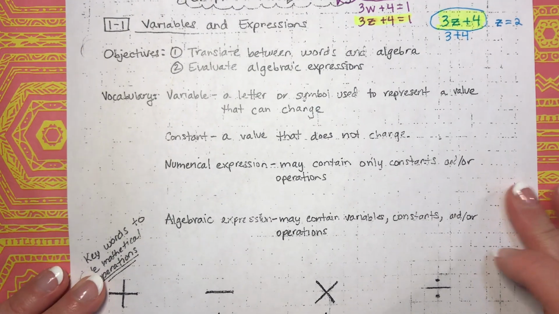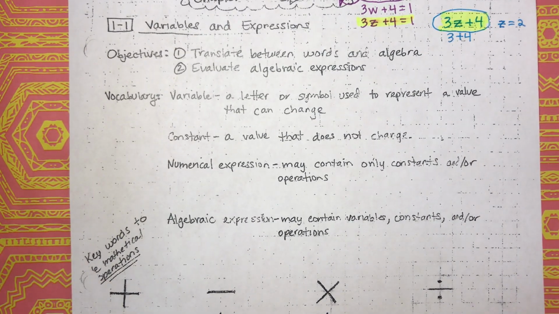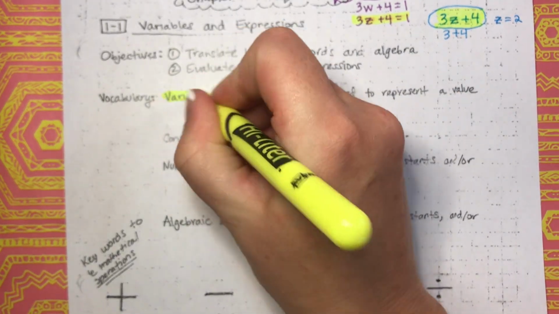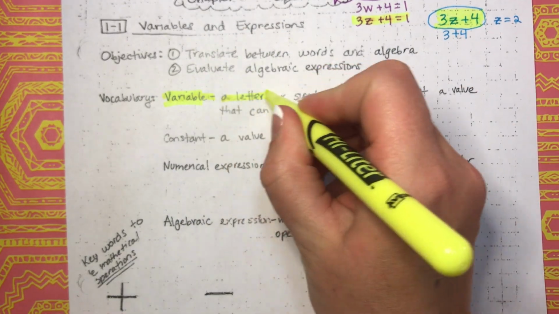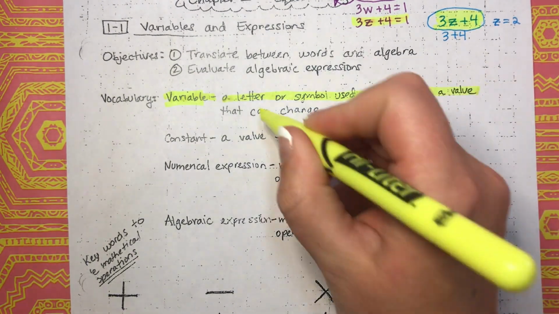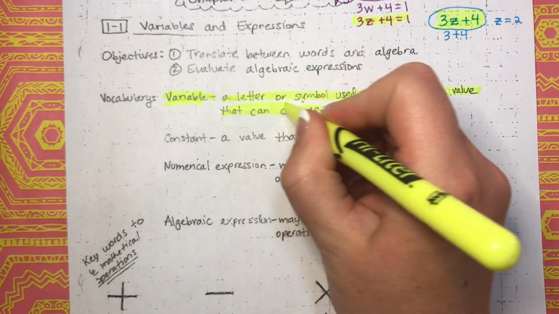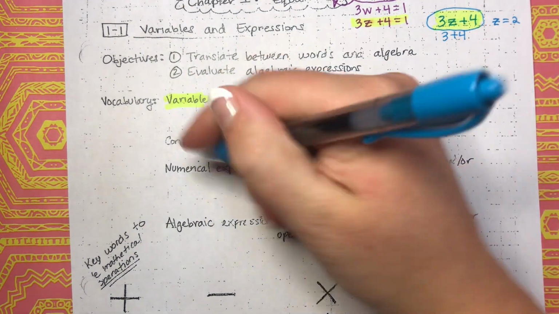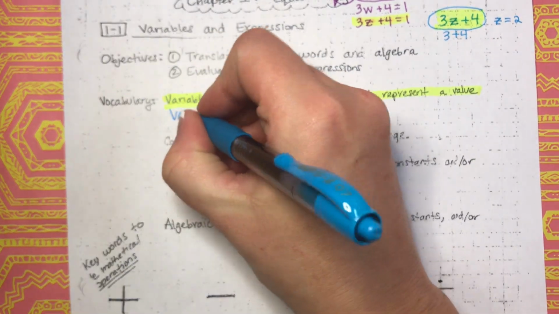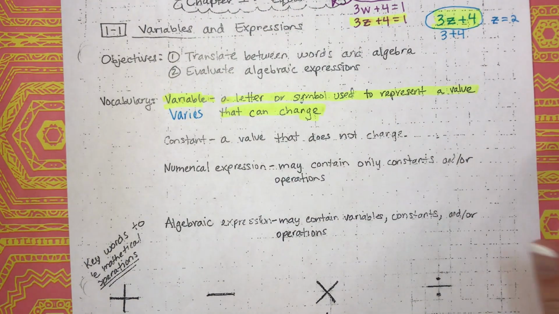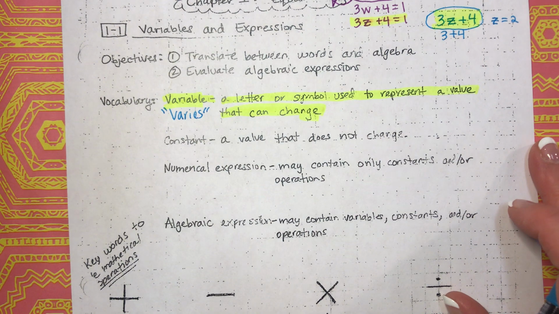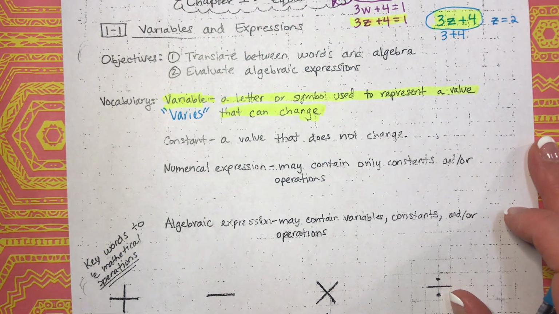So let's get started. We already kind of talked about variable. A variable is a letter or symbol used to represent a value that can change. Variable is very close to the word varies, and if you know varies, that's something that changes. So that always helps me remember what variable means. I think about varies. So it's a letter that can change.